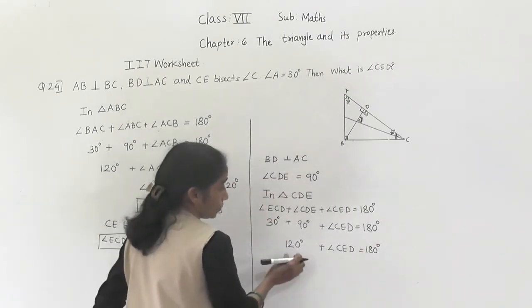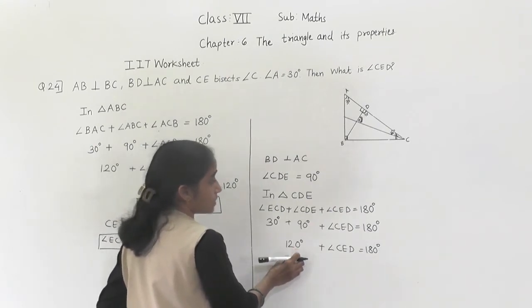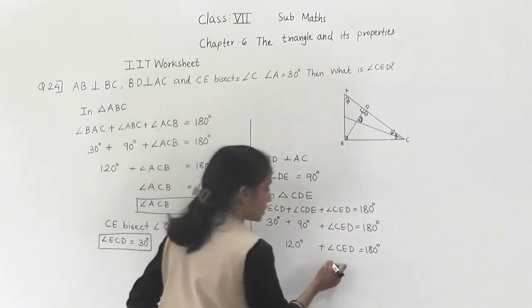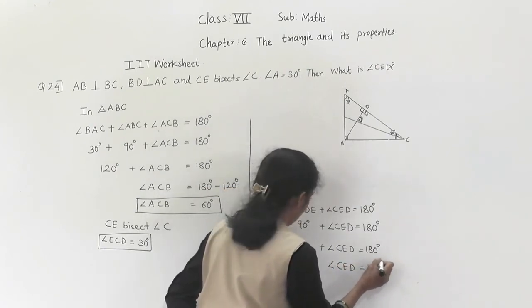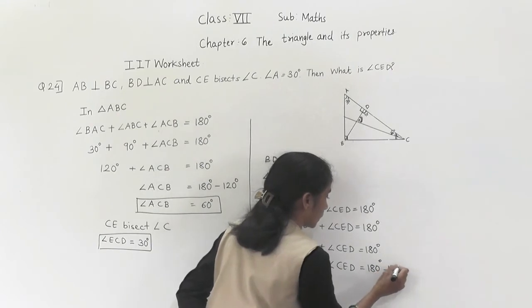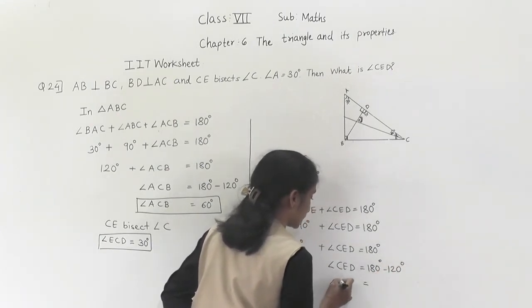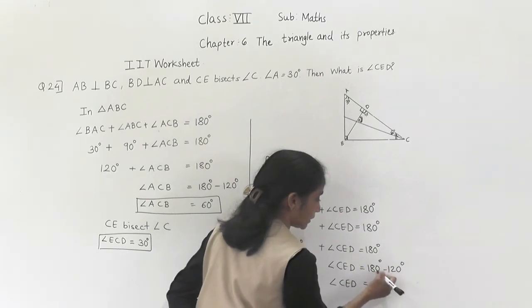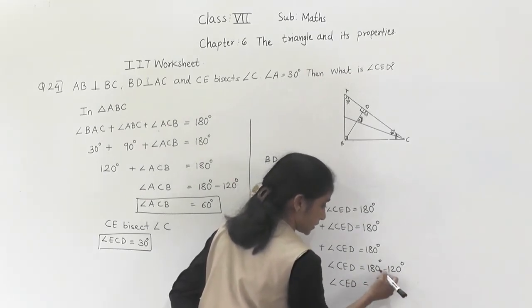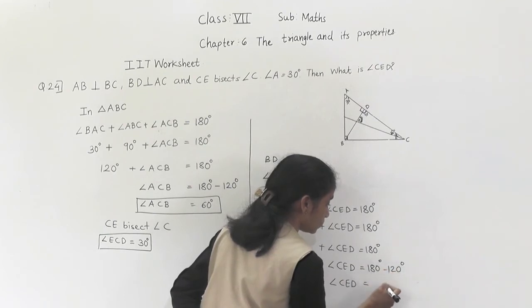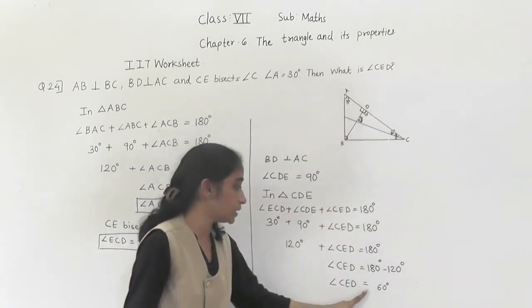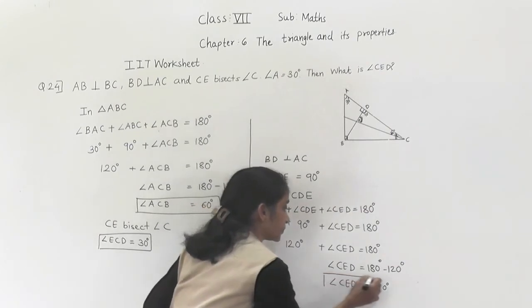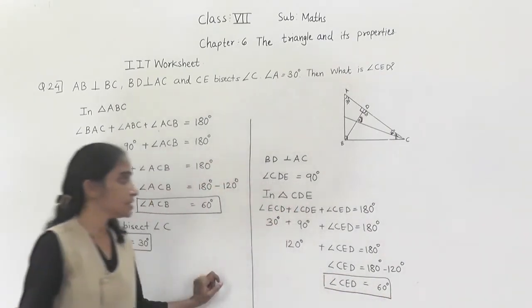Okay, now this 120 degree we will transfer to this side and it will become minus. So angle CED is equal to 180 degree minus 120 degree. So how much did we get for angle CED? 180 minus 120 is 60 degree. So what we want is the angle CED. So angle CED is 60 degree.